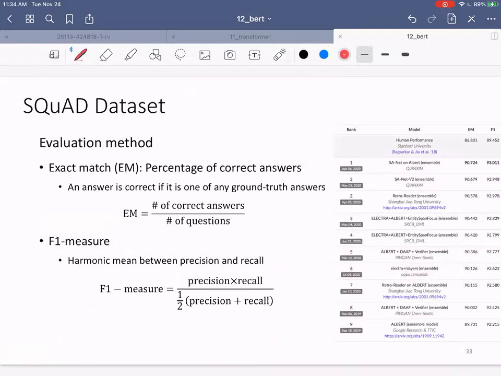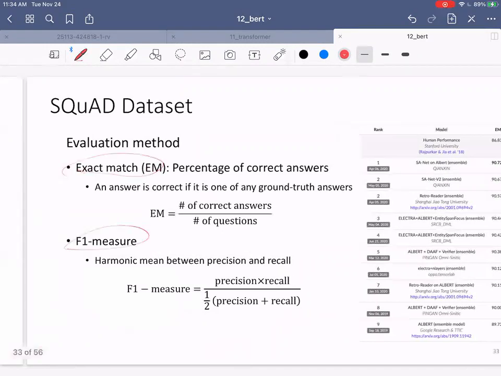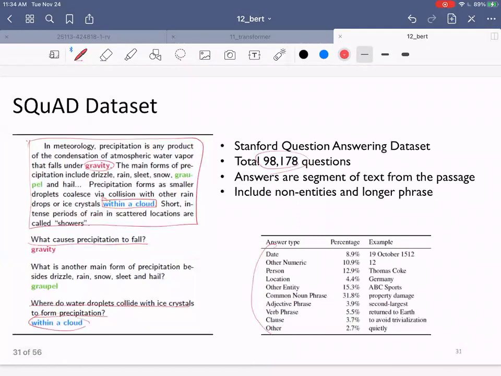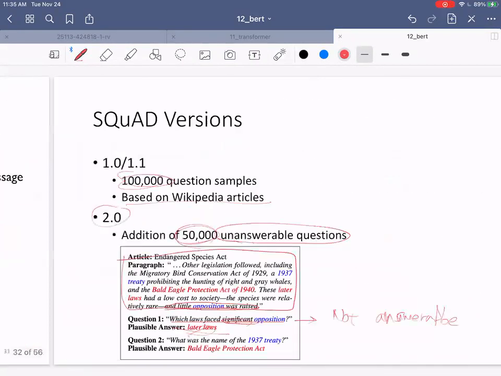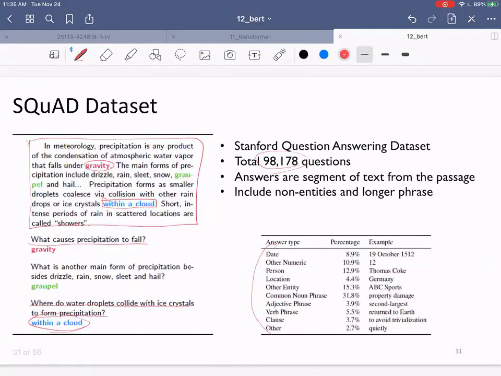And the way they measure the performance of question answering is they use exact match or F1 score. Exact match means you need to match exactly, for example, within a cloud. If it's an exact match, it's 1 point. If it's not an exact match, it's 0 points. The F1 measure accounts for partial answers. If the correct answer is within a cloud, but you say a cloud, then there are partial points given to you, like 0.66 points, something like that.